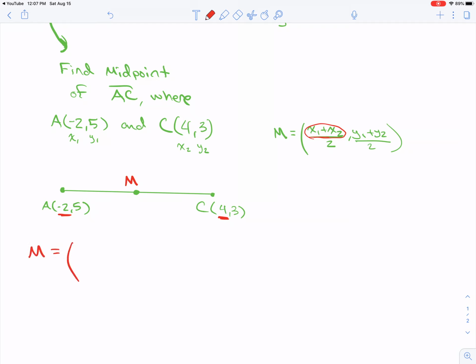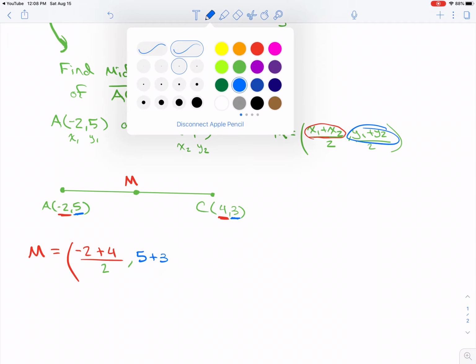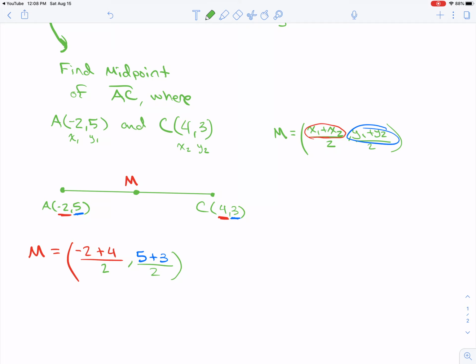So M equals negative 2 plus 4, and we're dividing by 2. Think of it like taking the average distance between A and C. And then I'll repeat that process, this time with the y values, so y1 plus y2, so 5 plus 3. You could do 3 plus 5, you'll get the same answer. So that would be negative 2 plus 4, so that's 2 over 2. 5 plus 3 is 8 over 2. So the midpoint would be 1 comma 4.